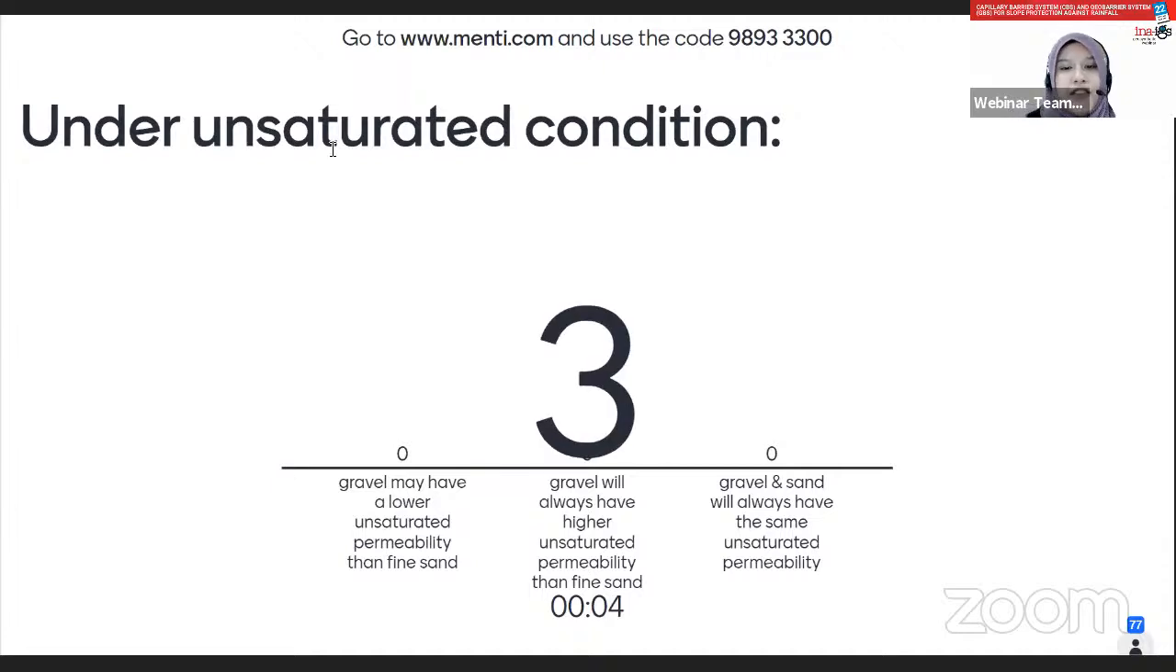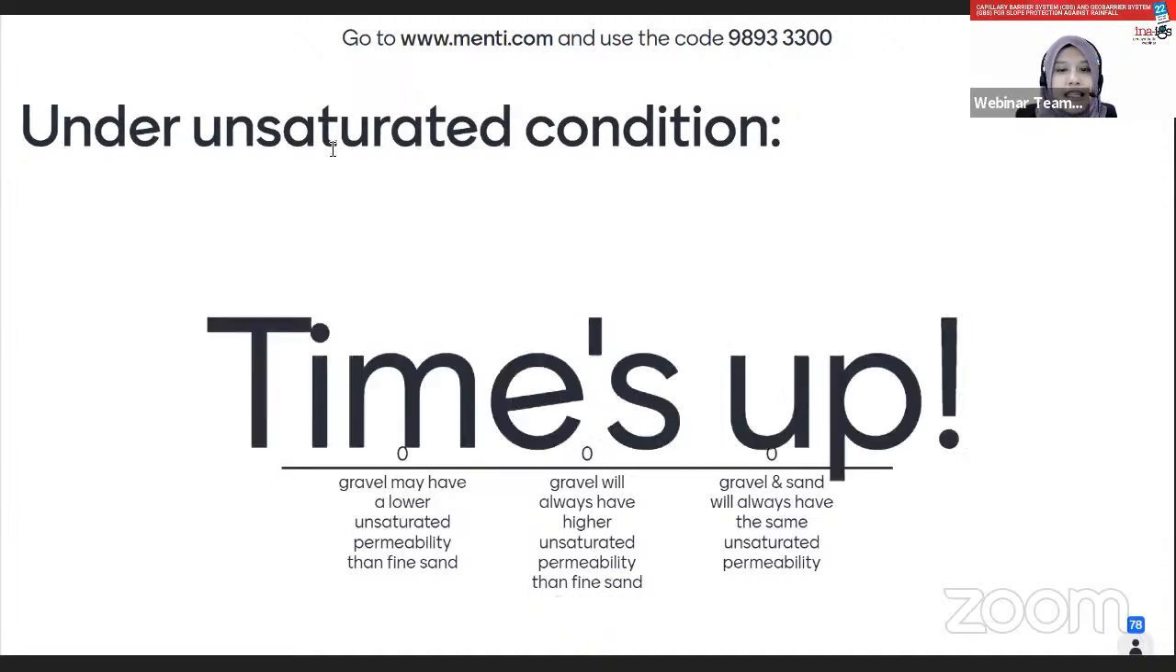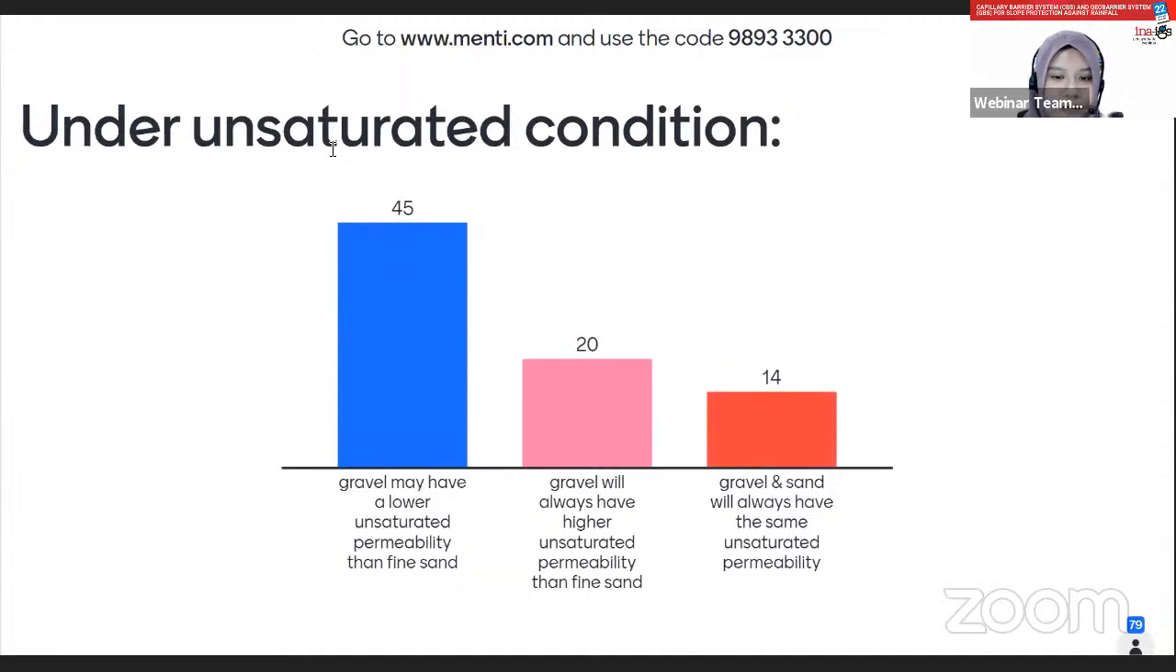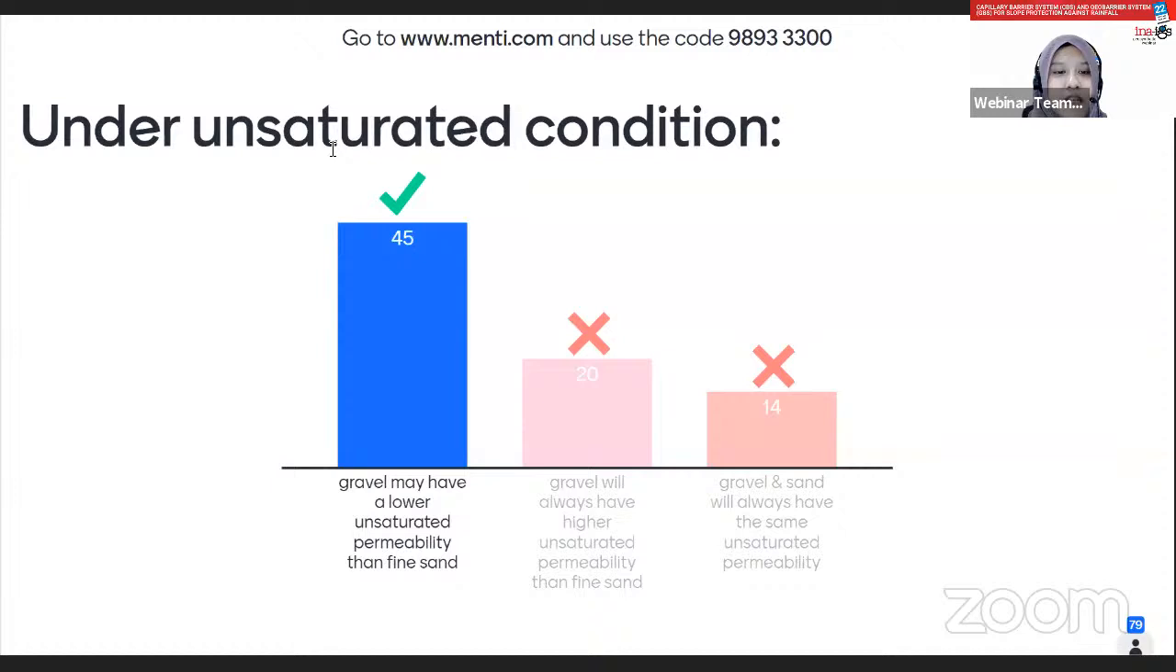Five, four, three, two, one. Time's up. Let's see the correct answer. The correct answer is the first option. Gravel may have a lower unsaturated permeability than fine sand.